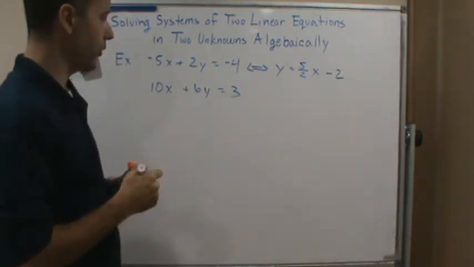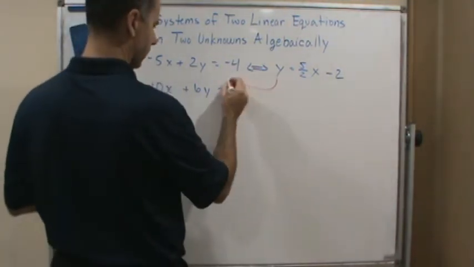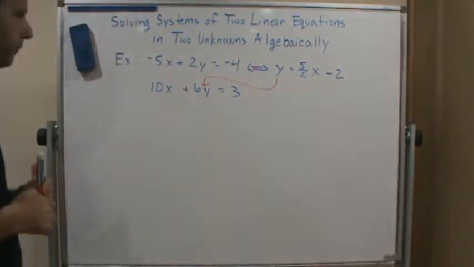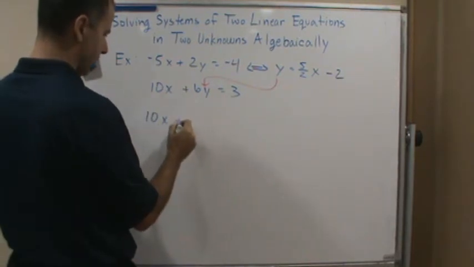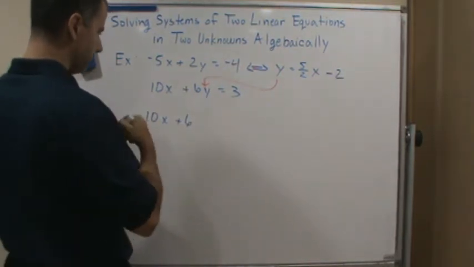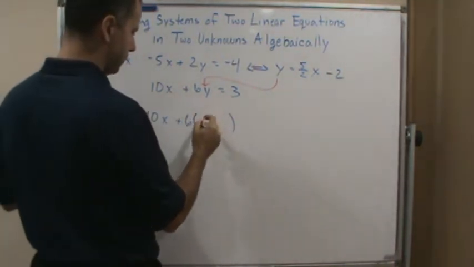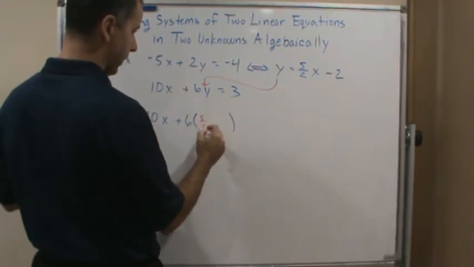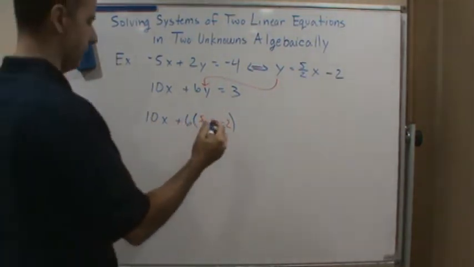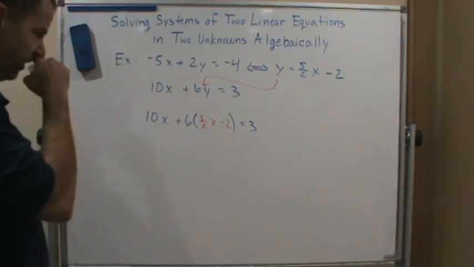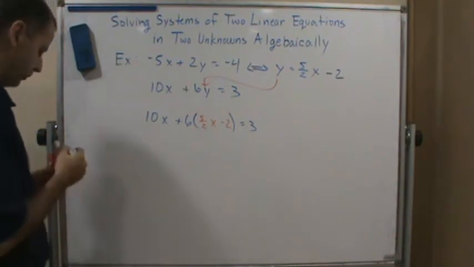So now what I'm going to do is substitute my result in for y. And so now I rewrite this as 10x plus 6. And instead of putting y, I'm going to put 5/2 x minus 2. And this is equal to 3. And now I've got an equation with only one unknown, one variable. And so now I'm going to solve for that variable.